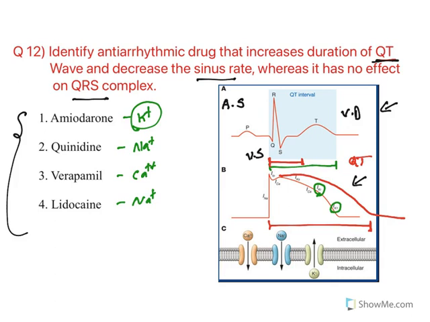So it increases the QT interval, but it does not have any effect on this QRS complex. The sinus rate, the normal beats per minute, will get reduced. So this is the answer. The other drugs like quinidine, verapamil, lidocaine do not cause these effects.